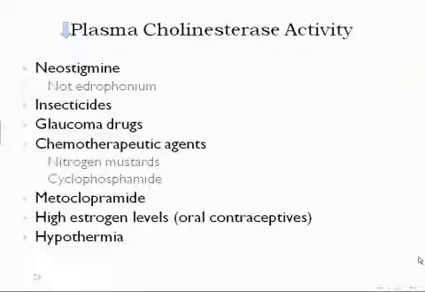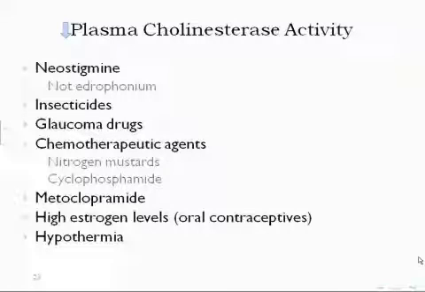The other thing that will also cause a decrease in plasma cholinesterases are things like insecticides. It's actually one of the leading causes of death in rural areas in the world, is that people use insecticides to inhale it, and bad things happen as a consequence. Then you have glaucoma drugs that are present in your patient population, which in the elderly is pretty common. Chemotherapy drugs like cyclophosphamide and nitrogen mustards also affect the plasma cholinesterase activity. When we used to use metoclopramide, it used to have a lot of inhibition of plasma cholinesterase activity. We tend not to use metoclopramide very much anymore, so it's one of the things also to be worried about.